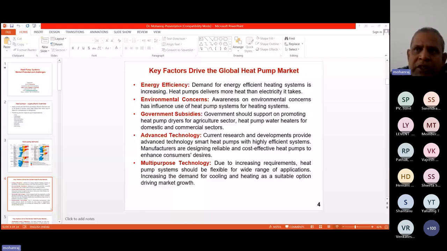Such multi-purpose functions are what we expect nowadays in a single piece of equipment, and such expectations should be fulfilled. If you have a heat pump with multi-purpose function, you can promote it very easily in the market. And renewable energy integration is nowadays getting attention because it is possible to integrate renewable energy resources like solar energy, solar photovoltaic thermal hybrid energy with the heat pump systems.